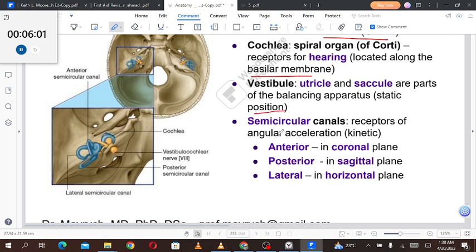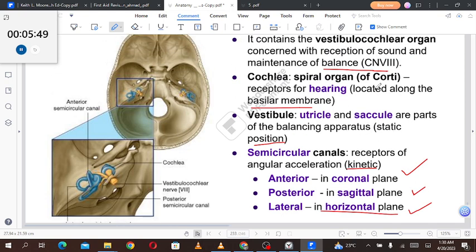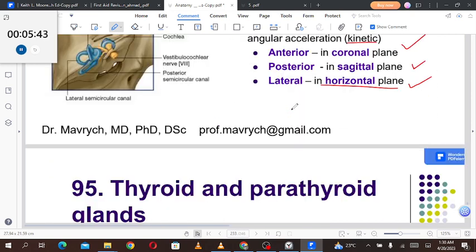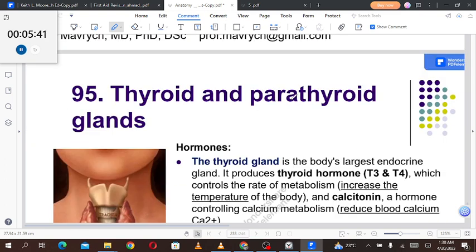Semicircular canals are receptors for angular acceleration, that is kinetic: anterior in the coronal plane, posterior in the sagittal plane, and then lateral in the horizontal plane. So for linear acceleration, we have utricle and saccule, right? And for angular acceleration, we have these three semicircular canals, which are anterior, posterior, and lateral, in three different planes.